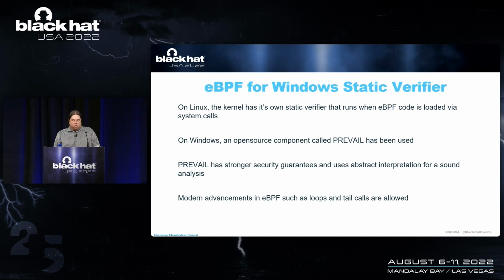So Prevail is the name of that static verifier, as I said, and it's using abstract interpretation so that it can do things like pointer analysis and check that, if you have a pointer returned from an API, you have to check it for null before you can actually dereference it. It has all these built-in analyses, which are much more sound than what is in the Linux kernel in theory. Also, in eBPF, as opposed to the classic implementation, we can do things like actually implement loops and tail calls into other eBPF programs.